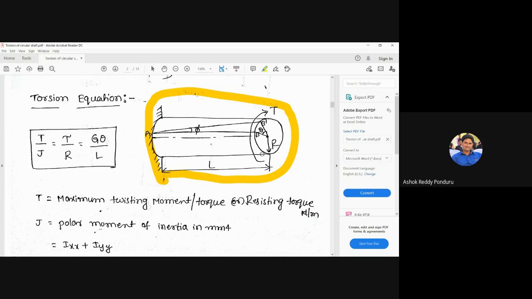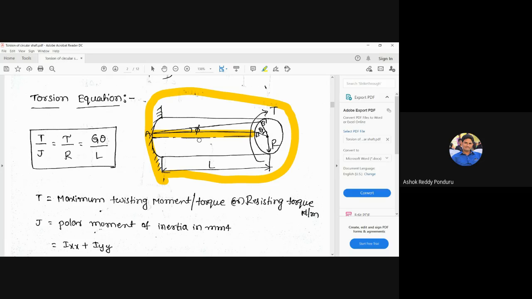Length of the shaft is L and radius of the shaft is R here. Now I am going to consider one line. Please look at this line. This line is parallel to the axis of the shaft.